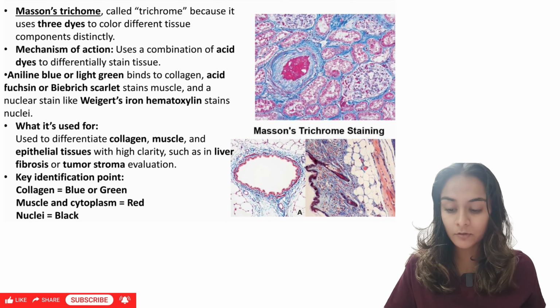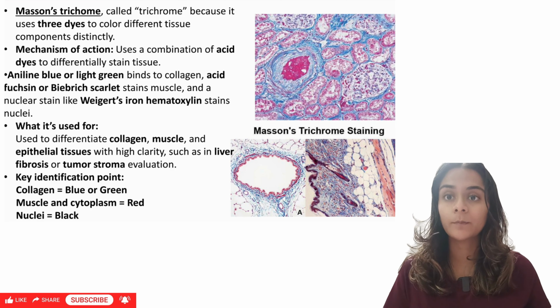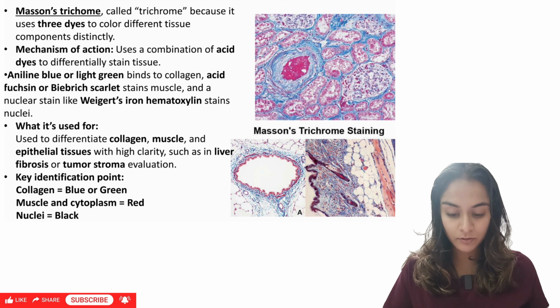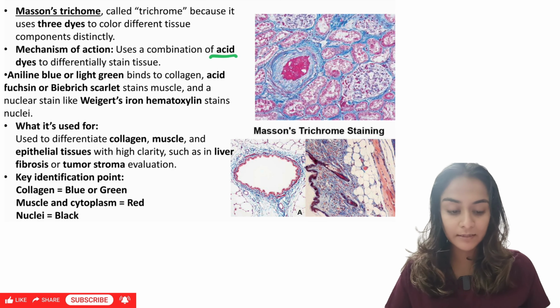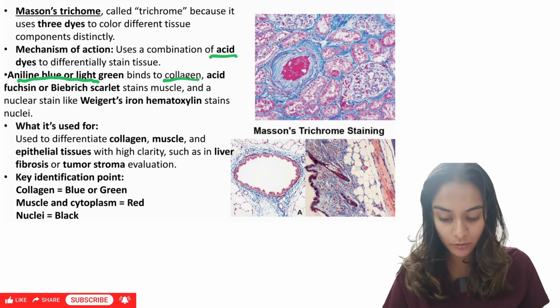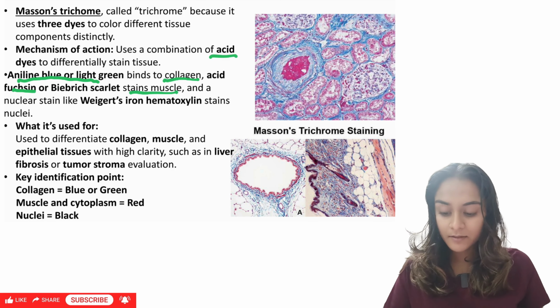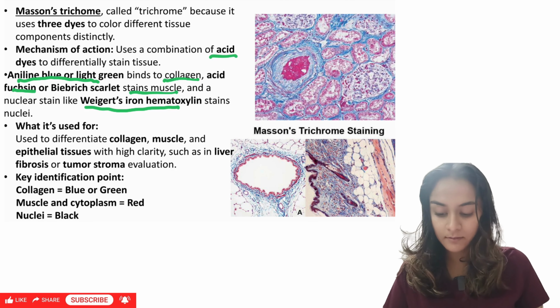Our next stain is your Masson's Trichrome stain. It got its name Trichrome because it uses 3 dyes. Mechanism of action is it uses a combination of acid dyes to differentiate stained tissues. Aniline blue or light green binds to the collagen. Acid fuchsin stains muscle, and a nuclear stain like Weigert's iron hematoxylin stains the nucleus.